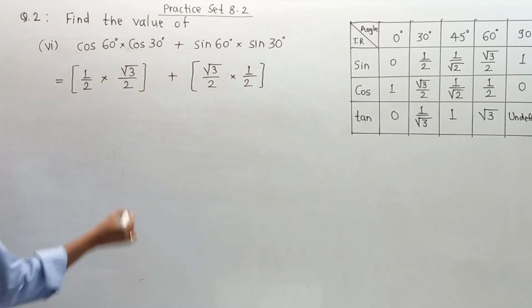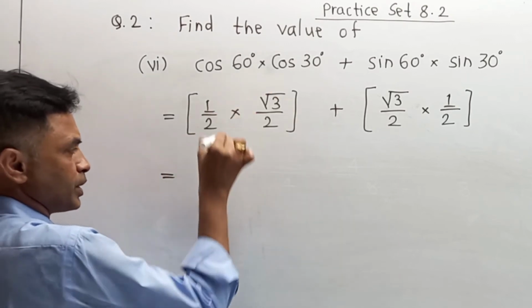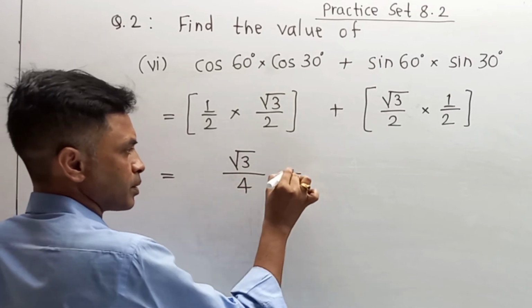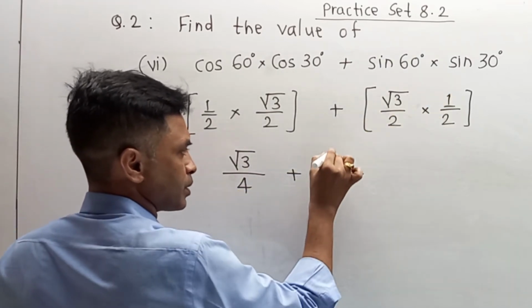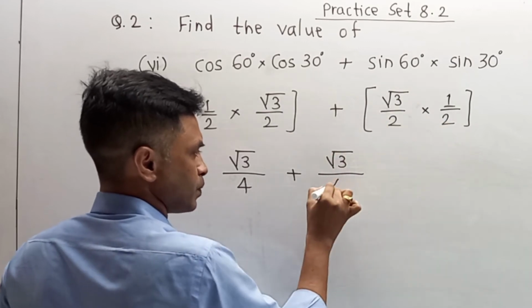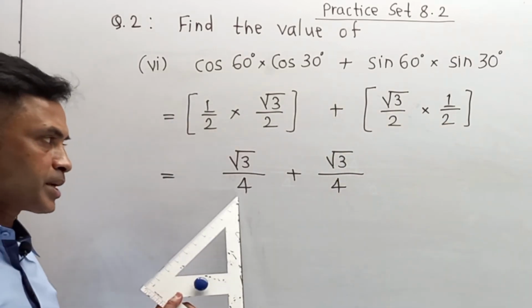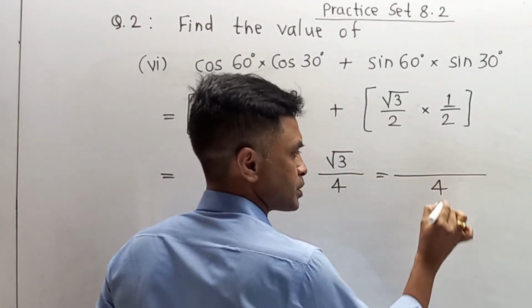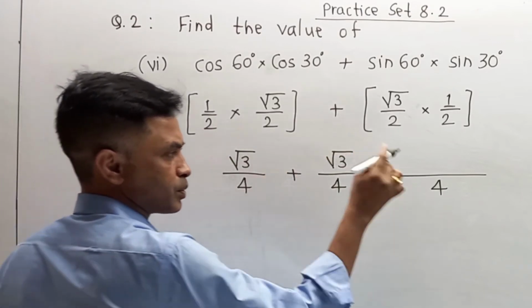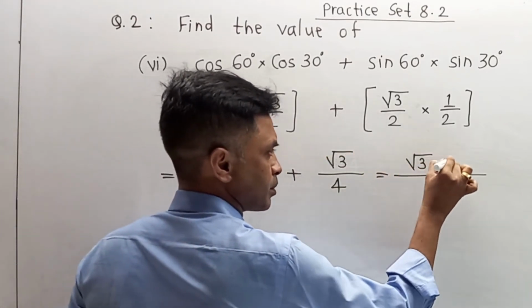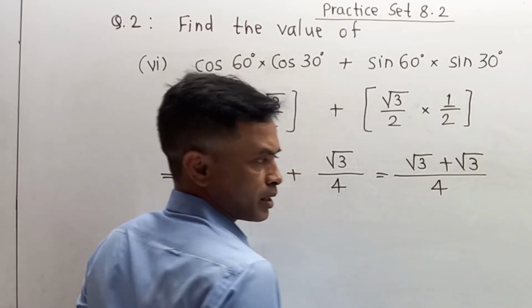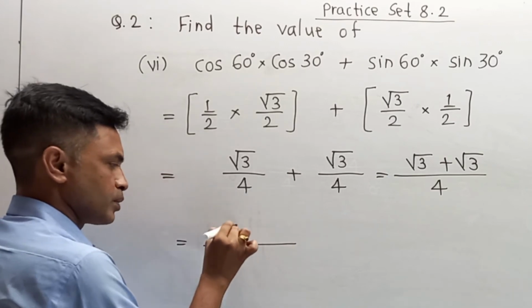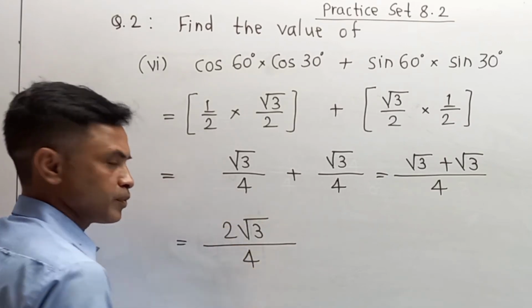Now you have to simplify this part over here and it becomes root 3 into 1, root 3, 2 into 2, 4, plus root 3 into 1, root 3, and 2 into 2, 4. Now remember here the base 4, 4 is the same. So I am writing this step over here, base is 4, here root 3 plus root 3. Now simplifying this step, root 3 plus root 3 becomes 2 root 3 divided by 4.